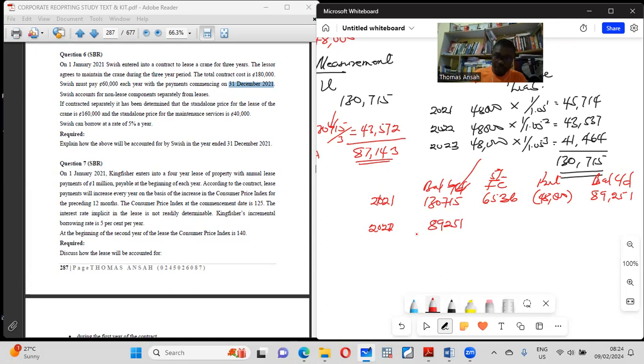And what do we do? If I have this figure, I multiply by 0.05, and that gives me 4,463. Take away my 48,000. So this figure plus 89,251 minus 48,000 gives me 45,714. If you want to see that your lease is correct, you can continue to the last year, where your answer should be 0 anyway.